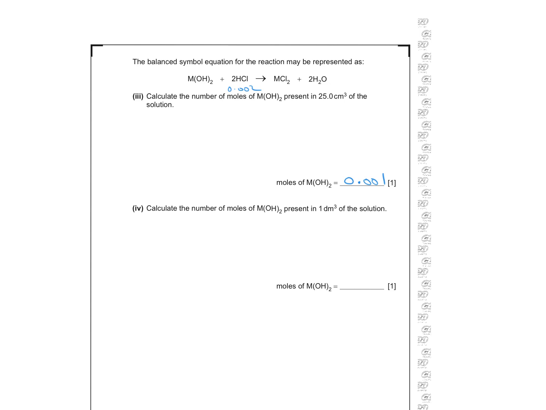Part 4, calculate the number of moles in 1 cubic decimetre. So this number of moles are present in 25 cubic centimetres. Now, a cubic decimetre is 1,000 centimetres cubed. Well, to go from 25 to 1,000, we multiply by 40. So you can just simply multiply this answer by 40. It's going to be 0.001 times 40, and that equals 0.04 moles per cubic decimetre.